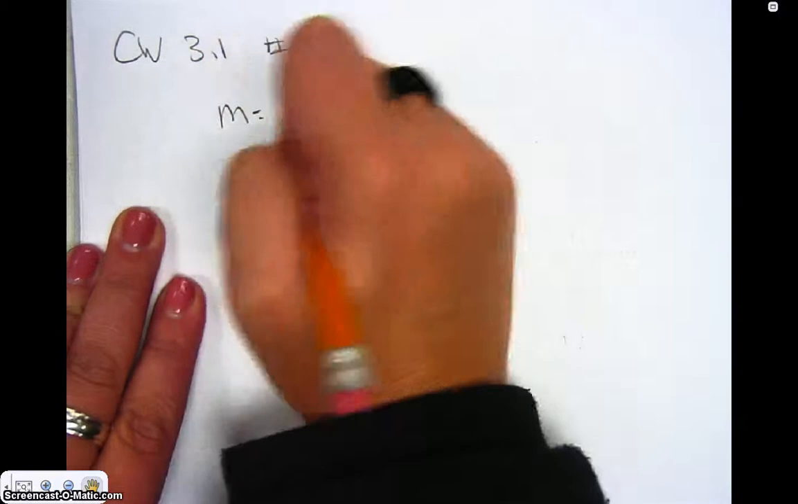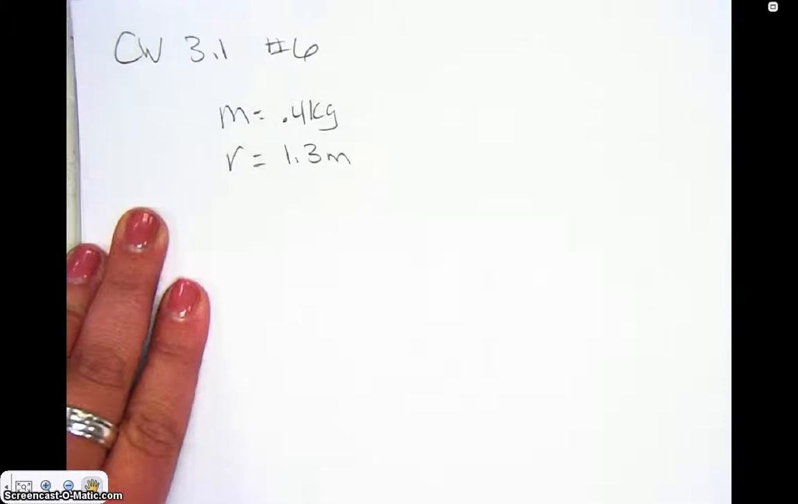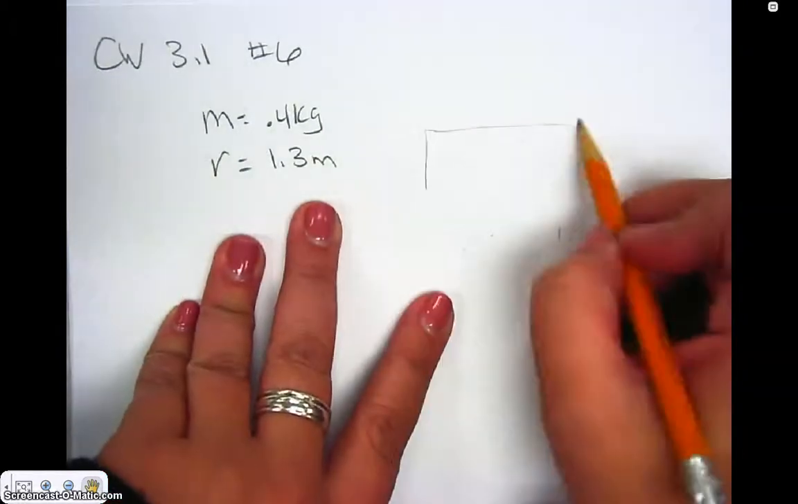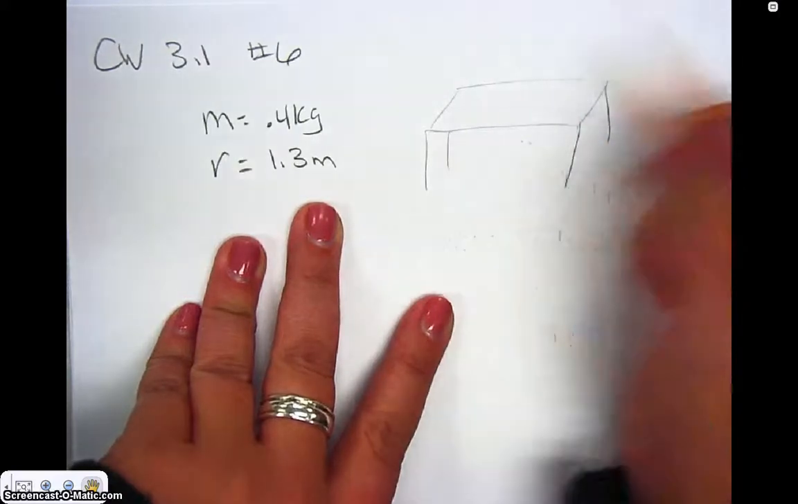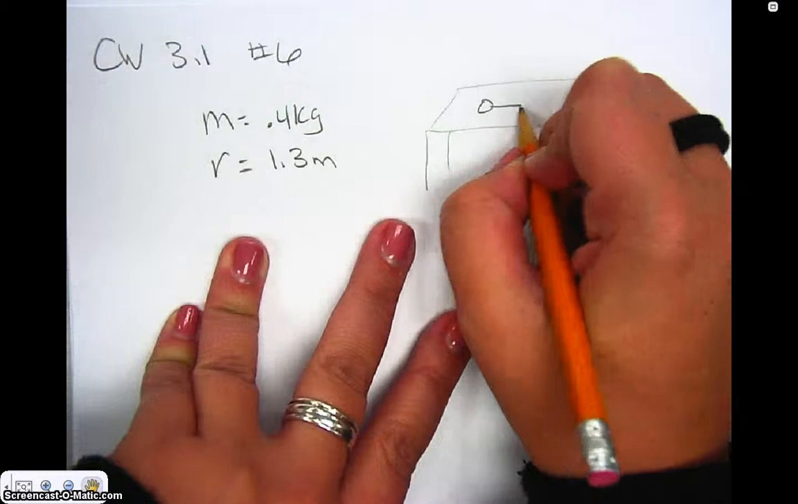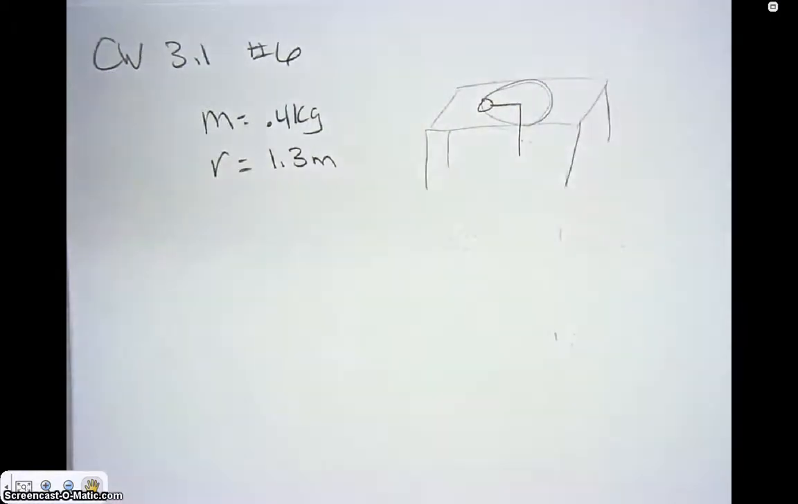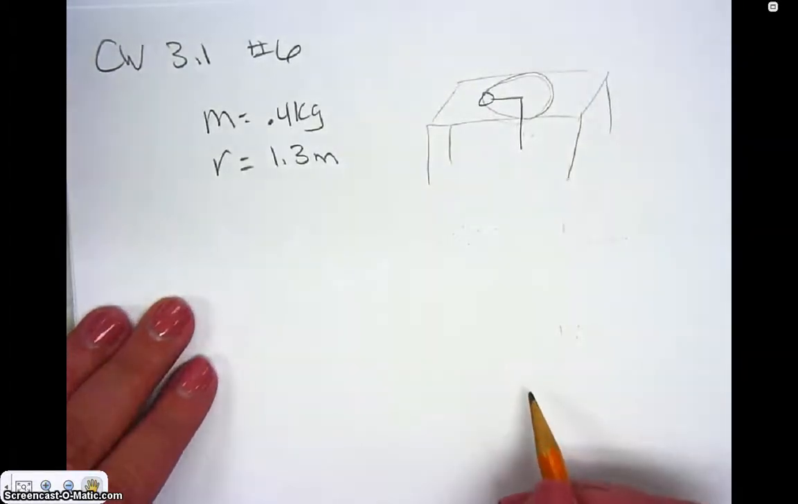The mass of the ball is 0.4 kilograms. The radius of the circle is 1.3 meters. If we just draw a rough picture of this, because I have horrible artistic skills, here's the ball and a string, and it's going around in a circle on this frictionless table. It says if the string exceeds 60 newtons, then it breaks.